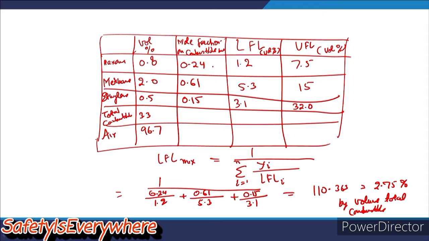Now let us have a look at the UFL of this particular mixture. We will discuss this UFL in the next slide, and if you recall, the formula is almost similar. The UFL of the mixture is 1 upon the summation, i equal to 1 to n. Here we have three components, the mole fraction and then the UFL of each individual component.